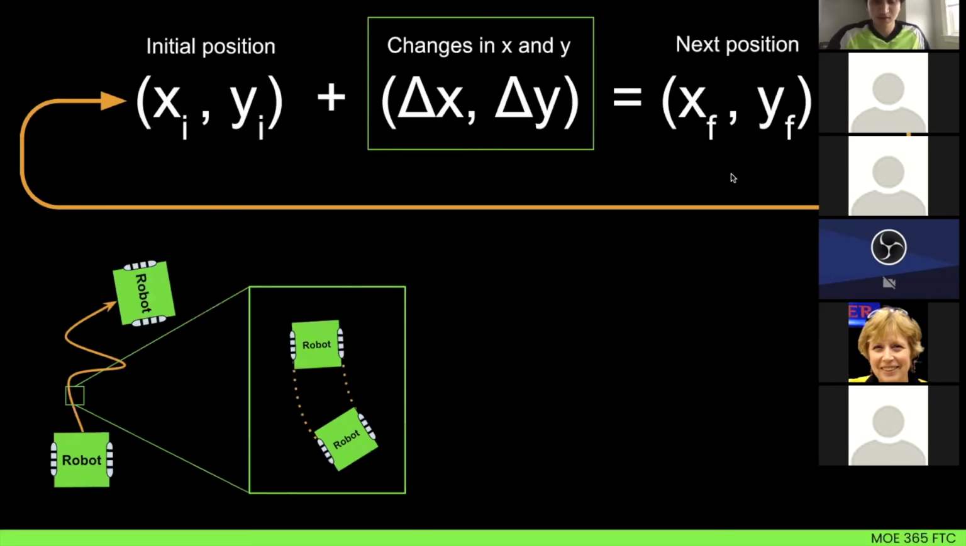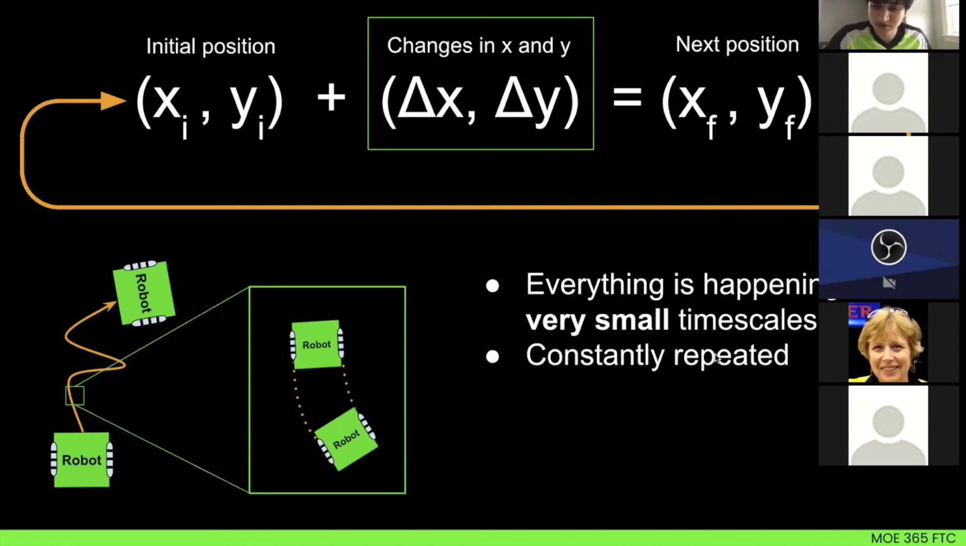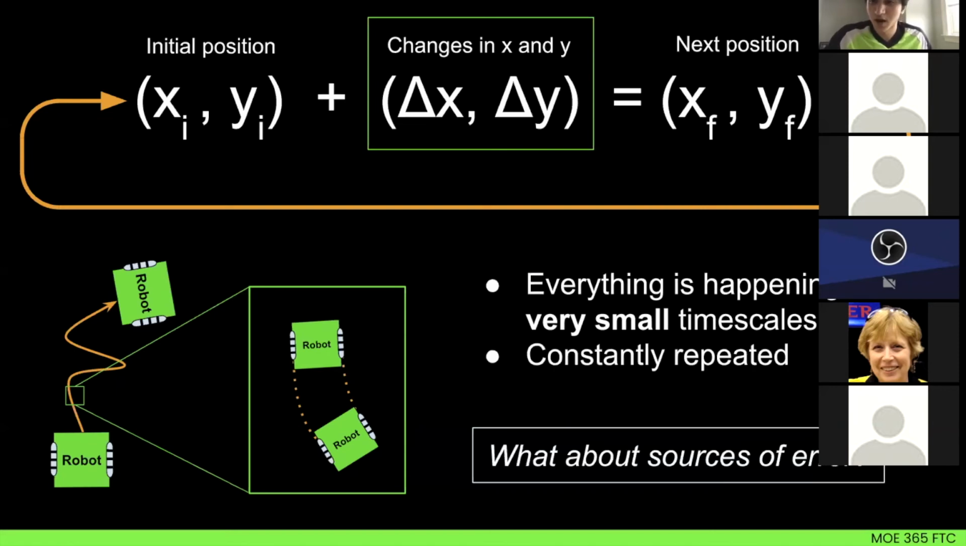And just to reiterate, we just figured out a way to calculate the changes in X and Y on the global field. But these are just changes. We still have to maintain an overall position. So like we mentioned earlier, we're adding these continually to the initial position. And this is running several times a second to produce an accurate measure. And it all rests on the assumption that at very small time scales, the motor speeds are constant, which in fact they are. So everything's happening on very small time scales. It's constantly repeated.